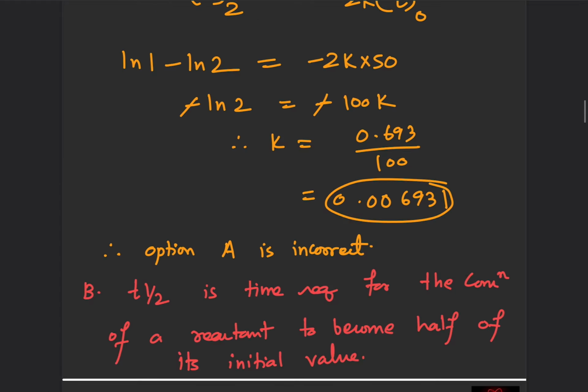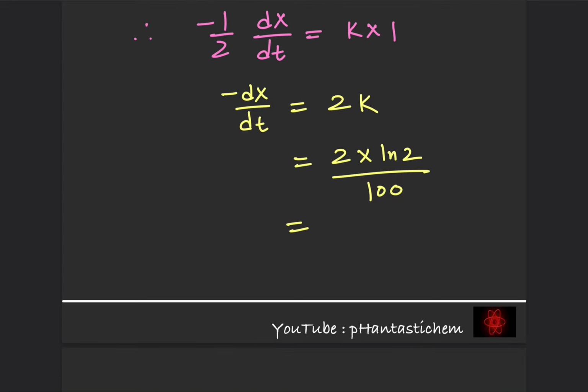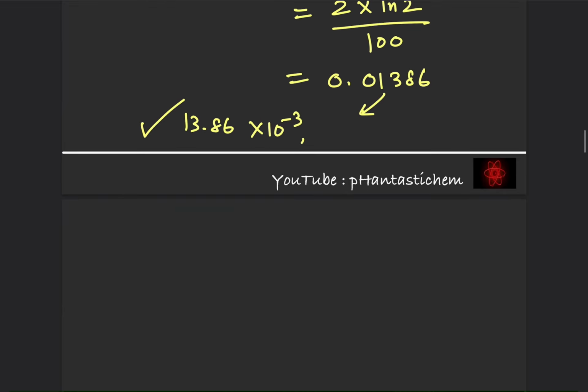And we have found the value of k. K was, if you remember, 0.693 by 100, or we can also write that k is equal to ln 2 by 100, right? So 2 into ln 2 by 100. So when you do this calculation, you will get minus dx by dt at 50 second as 0.01386. You can also write this as 13.86 into 10 to the power minus 3. So therefore statement C is correct. Okay, this is a correct statement.